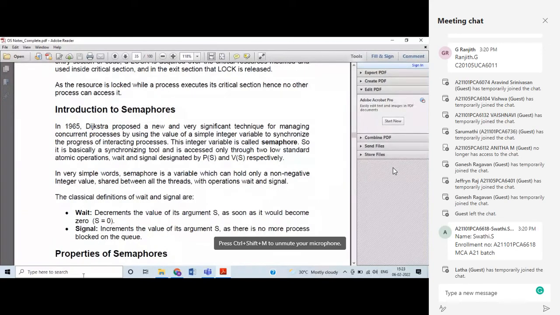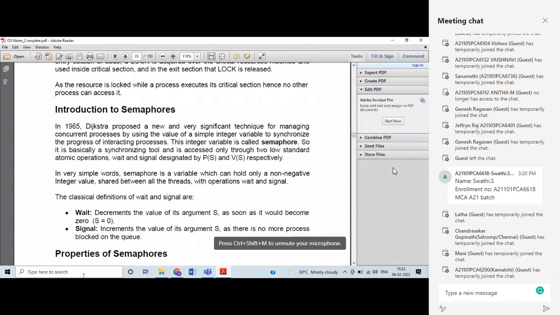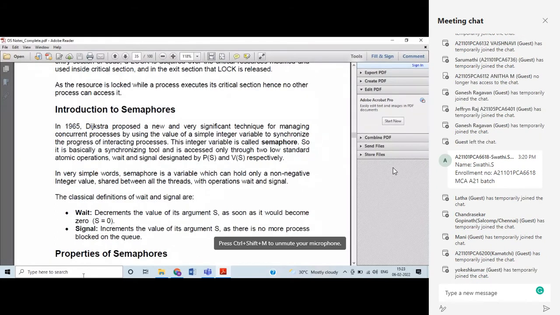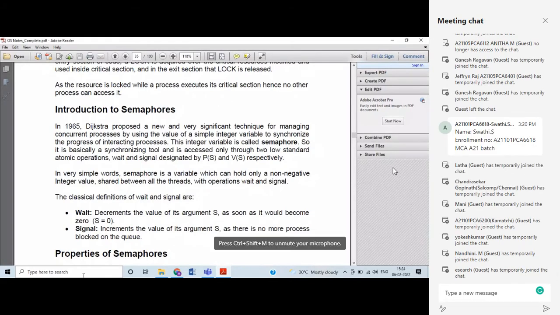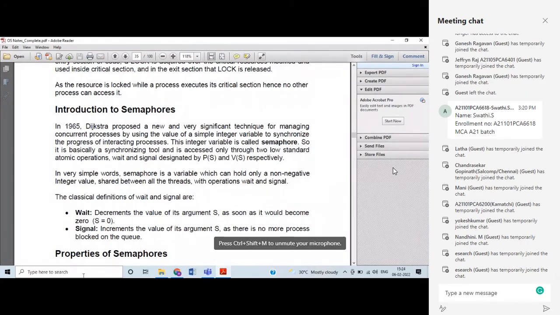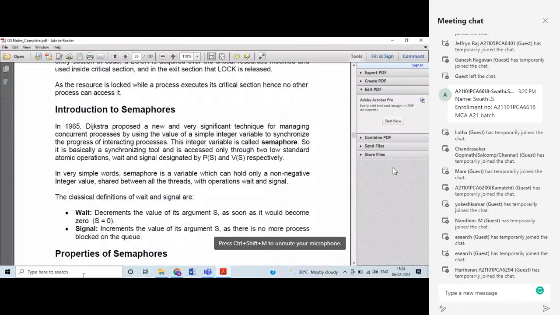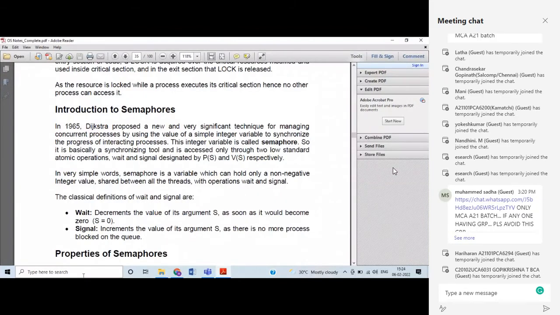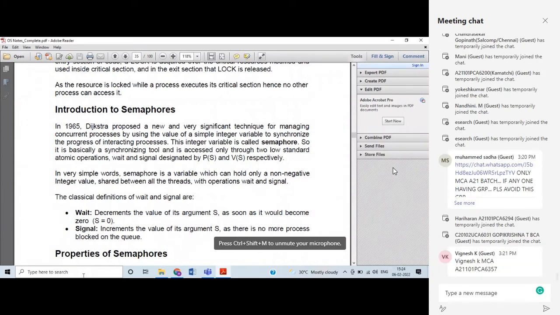That means some other process is executing in the critical section. Signal means it increments the value of its argument, as there is no more process blocked on the queue. So what does it mean when you give a signal? When the value of the semaphore is equal to 1, it indicates to other processes that the critical section is free. So these are the two operations of the semaphore. Students, I hope you understand the concept of semaphore and the operations.